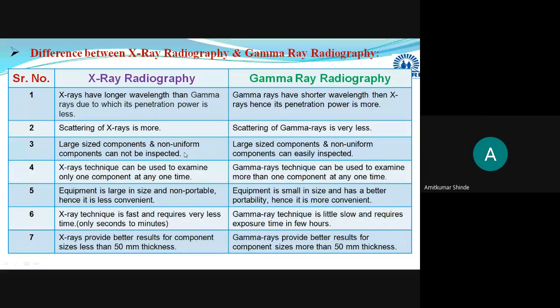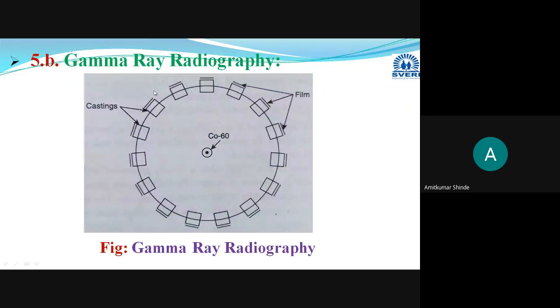So after this, the next point is X-ray techniques. Already I have explained to you that in the X-ray techniques, at one time you can inspect or examine only one component. But in gamma rays you can do the inspection or examination of more than one component. More than one components can be inspected by using this technique.